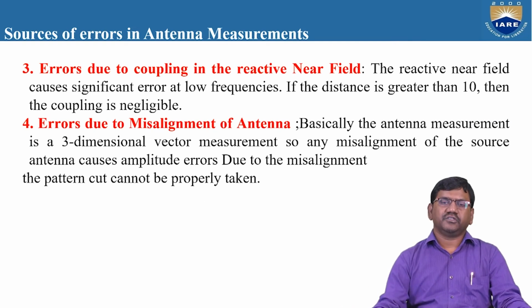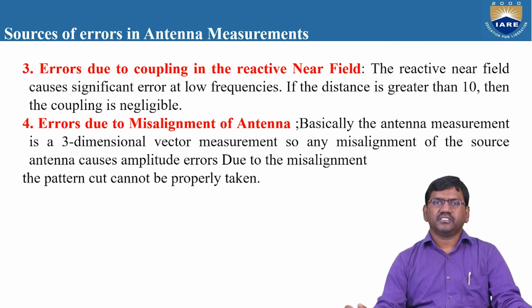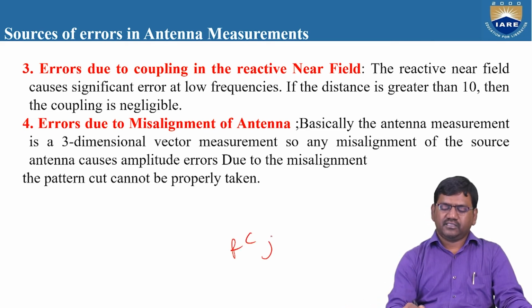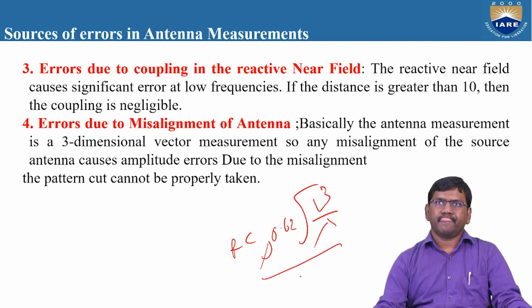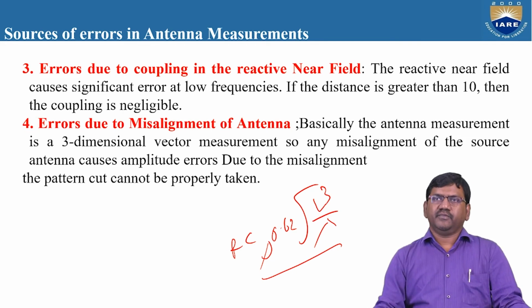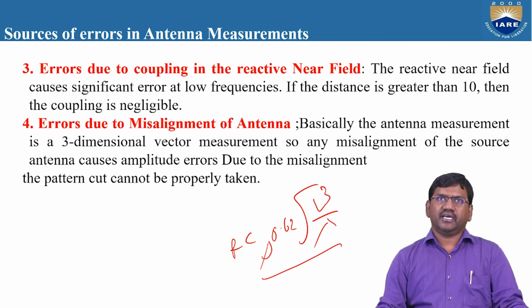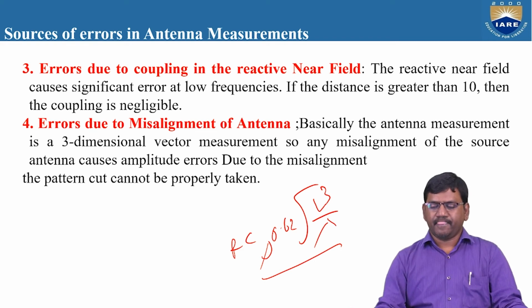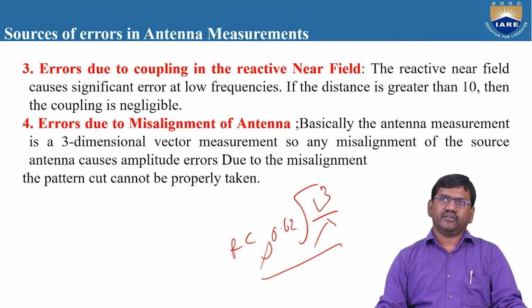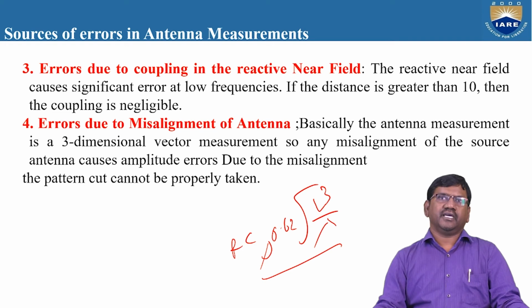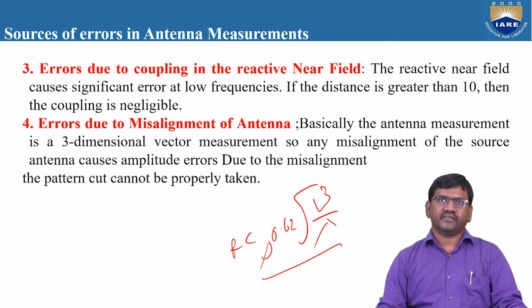The third one is errors due to coupling in the reactive near field. As we have seen, when the distance between the two antennas is very less, or R is less than 0.62 times the square root of L cubed by lambda, this is known as the near field region. Here the reactance will be more, so there is a chance that coupling errors will occur when the distance is very less between the source antenna and the destination antenna. The reactive near field causes significant error at low frequencies. If the distance is greater than 10, then the coupling is negligible. So errors of coupling occur at low frequencies only and not at high frequencies.